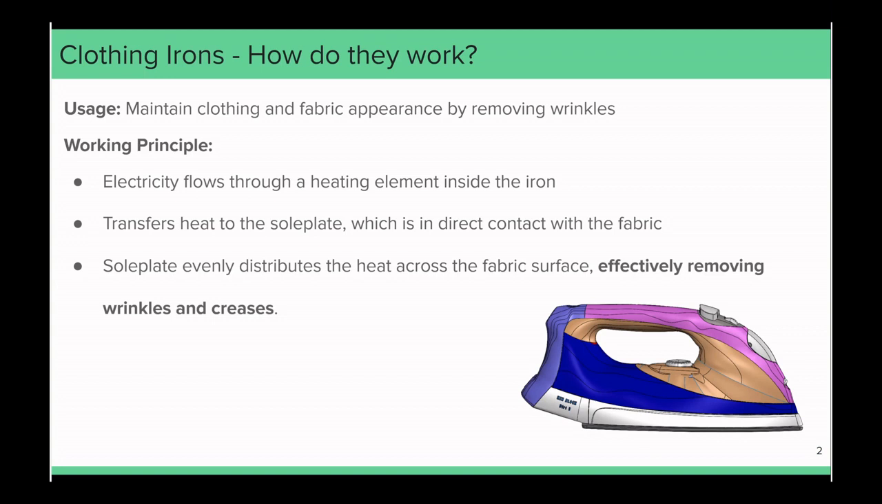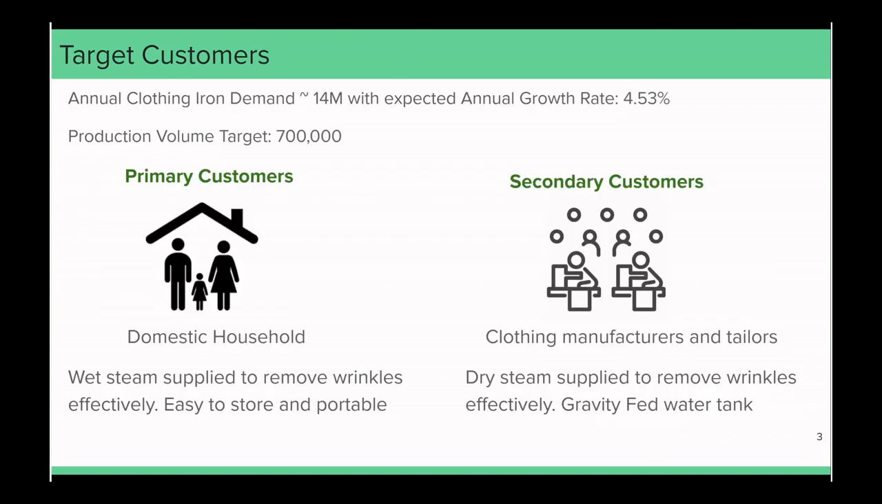A clothing iron utilizes electricity to heat a metal heating element which removes wrinkles and creases. Our primary customer is the domestic household. Our secondary customers are clothing manufacturers and tailors, who will be provided with the gravity-fed dry steam iron. Our production volume is 700,000, which is 5% of the current market.